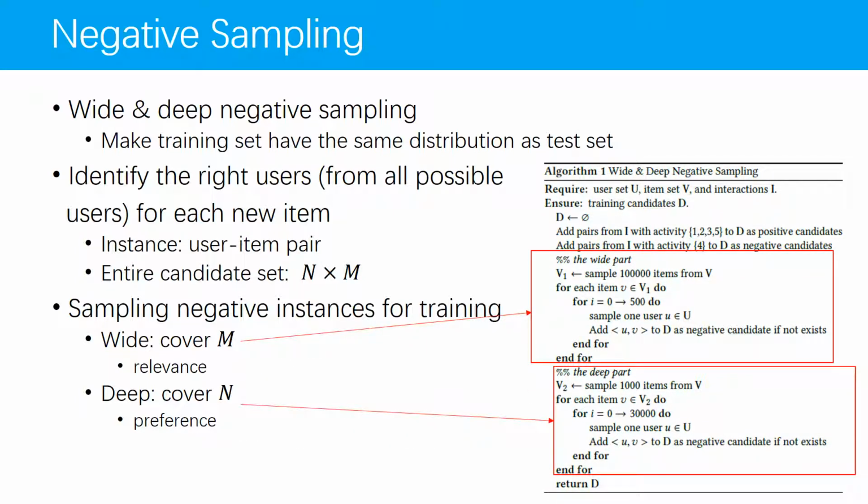In the wide part, we sample extensive items, but for each item, we only connect it with a small number of users. In the deep part, we sample a relatively small number of items, but for each item, we connect it with a lot of users.